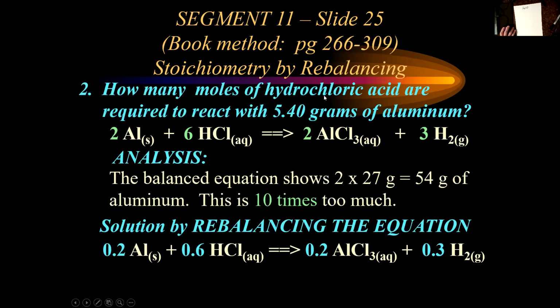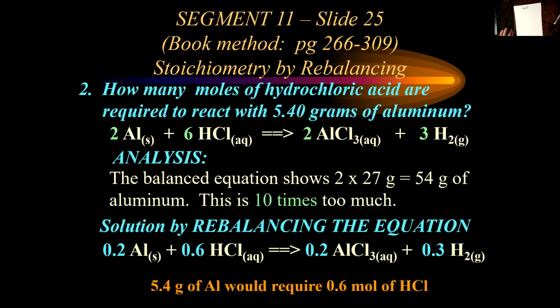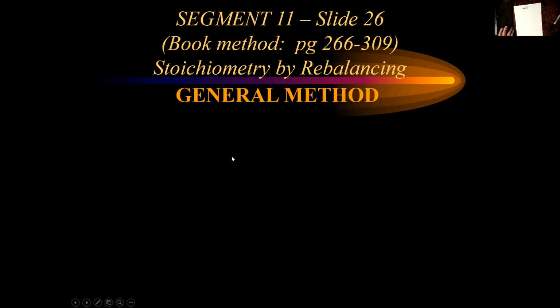The answer said how many moles of hydrochloric acid? Right there it is, 0.6. See? I didn't do grams to moles and moles to moles in this case. 5.4 grams of aluminum requires 0.6 of a mole of hydrochloric acid.